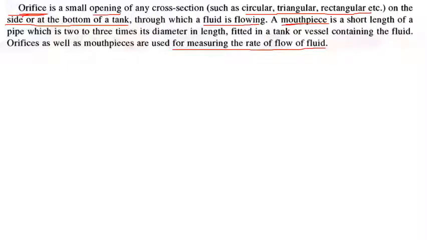So an orifice is a small opening, that is a hole on the side or bottom of a tank which has fluid. So fluid can flow through this opening or hole. It can be of rectangular, circular or triangular cross section. And a mouthpiece is a small piece of pipe whose diameter is 2 to 3 times its length. That means the pipe has short length and large diameter. So both these devices, orifices as well as mouthpieces, are used for measuring the rate of flow of fluid.